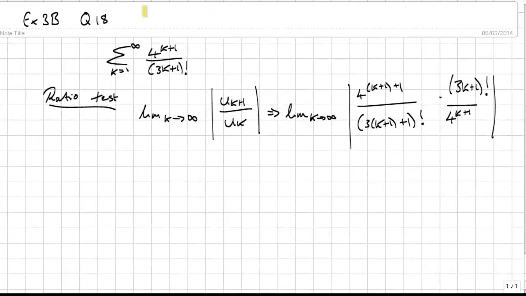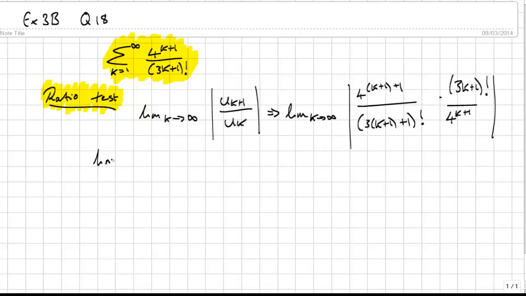Exercise 3b, question 18, we're asked to consider the convergence of this series here. Because it's got a factorial in it, the classic test uses, of course, the ratio test, and you'll see that I've set up the ratio test for this problem, and now it's just a case of processing through.